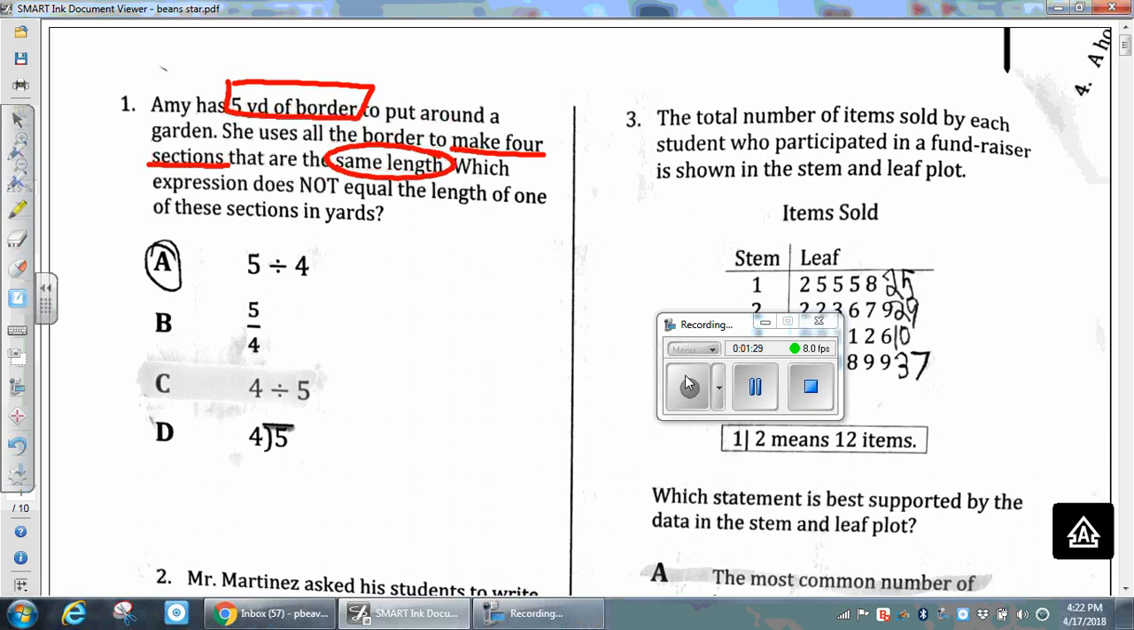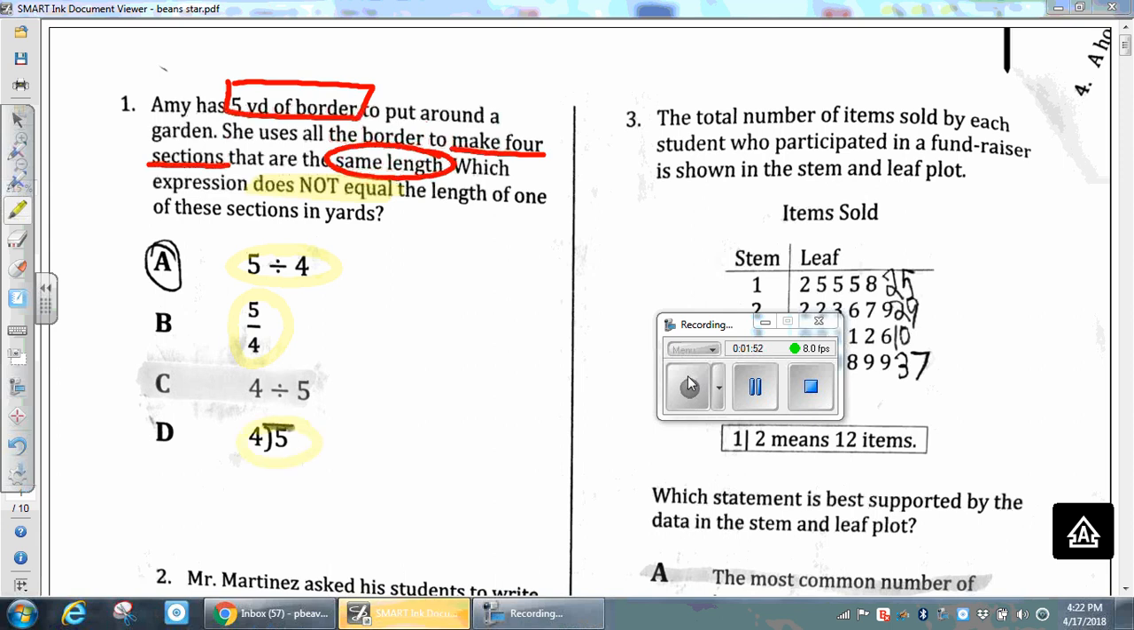Here, one of the key words to look for is "does not equal." If you are rushing with this type of question, you might overlook that word "not." For example, 5 divided by 4 and 5/4 is the same thing. 5 divided by 4 is exactly the same thing.